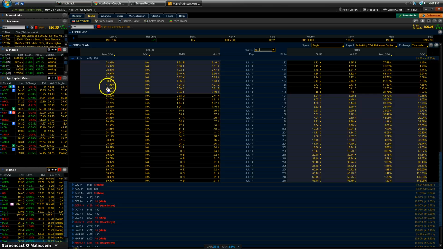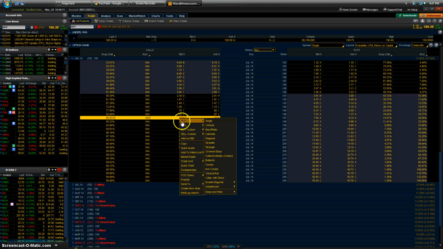I'm scrolling down. You're looking for your probability out of the money of 84%. So what strike price is closest to 84% probability out of the money? It's right in between here. I go to the right, and it's right around the 196, 197 strike price. Let's say I want to put an iron condor right around here. When you sell something, you're always selling the bid. When you buy something, you're always buying the ask. So if I'm selling an iron condor, let's say I want to sell the 86.91% probability out of the money. I'm going to right click, go down to sell, and I can sell an iron condor.